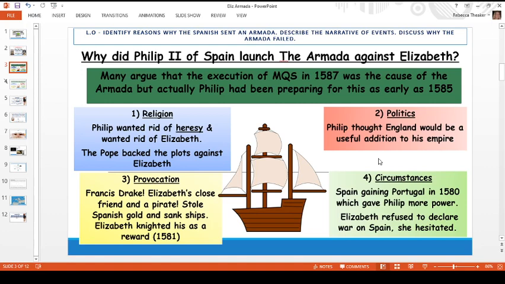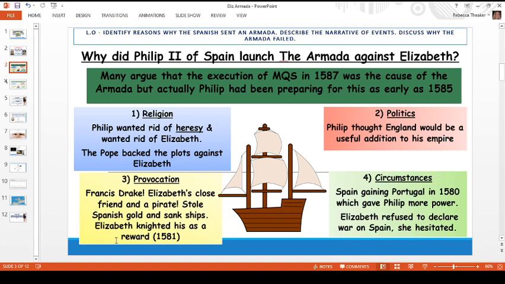If you can remember, Elizabeth's sister, Bloody Mary, Mary Tudor, had been married to Philip when she was queen for a short time. So he had sort of had a little bit of power over England, and then when Mary died, he asked Elizabeth to marry him. She said no, and he effectively lost all of his control over England, which he thought was really annoying, and he wanted that power back.